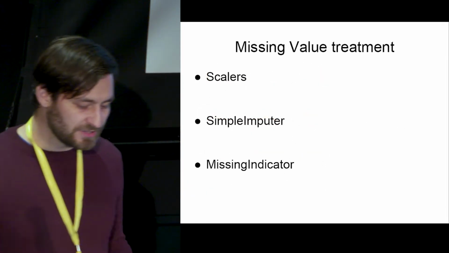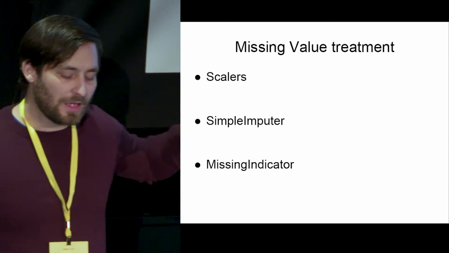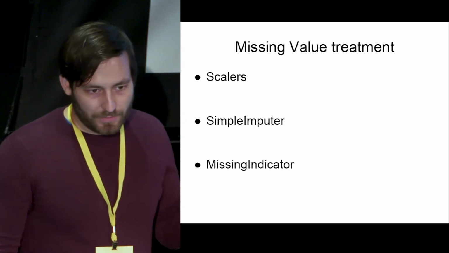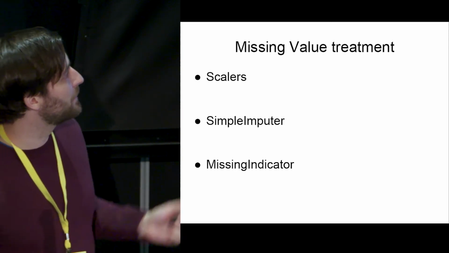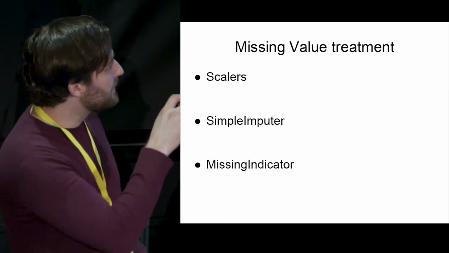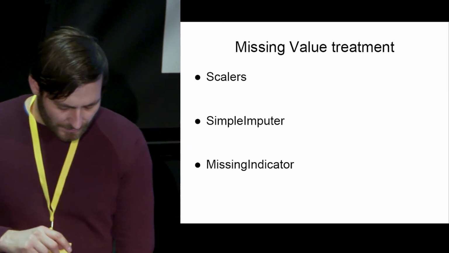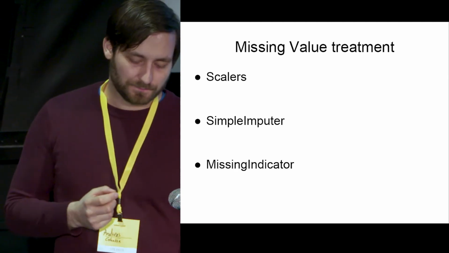We also improved missing value treatment in several ways. We now allow passing missing values through all of the scalers. We have a new thing called the SimpleImputer, which replaces the previous Imputer, which had a slightly different interface. And we added a MissingIndicator, which allows you to add additional binary indicators of whether something was imputed or not.